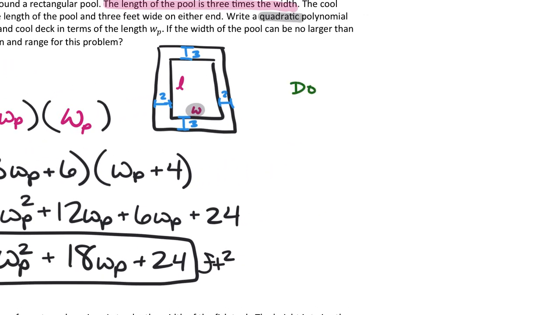Here's the domain of the function. We know the domain is the input values. So what's the smallest input value I could plug in here? Remember, our input is representing the width of the pool. What's the smallest width of the pool I could use in real life?